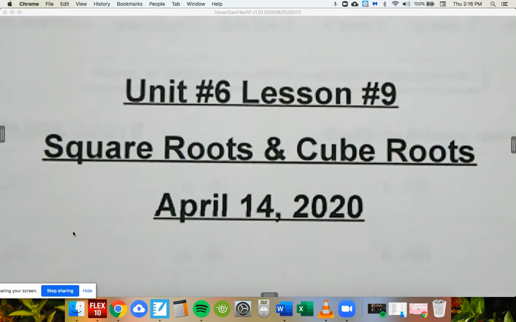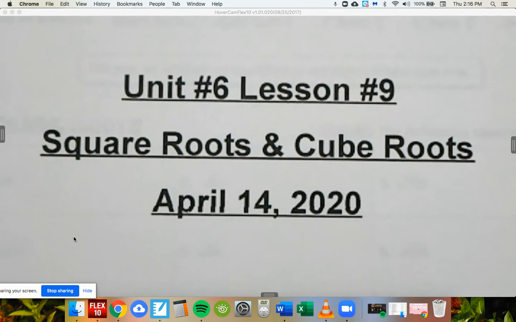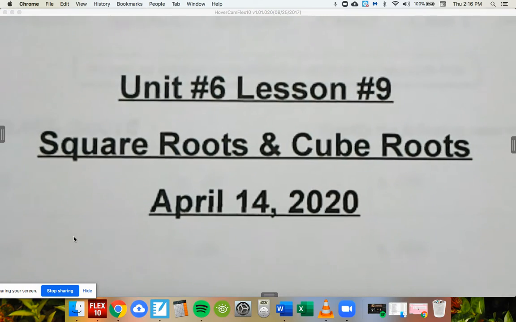The name of the lesson is actually called Radicals, but for our purposes today, really what that means to you is square roots and cube roots. So let's remember what a few things are. For example, what is a square root or what is a radical?